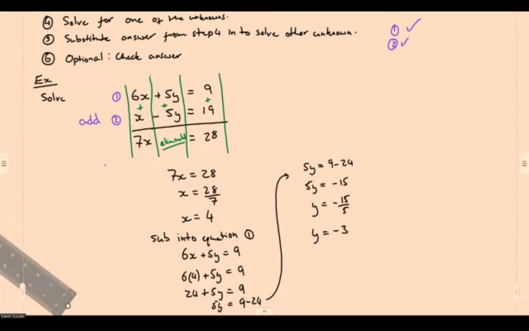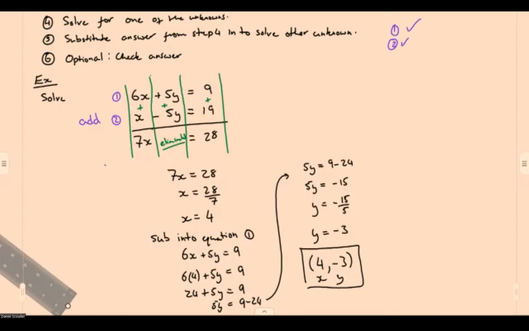Okay. So if it was a coordinate that we're looking for, the x coordinate would be 4, the y coordinate would be 3. Sorry, negative 3. Okay. That would be your answer. Now, the last thing I said, step 6.